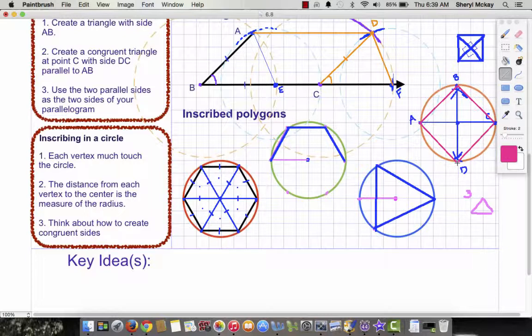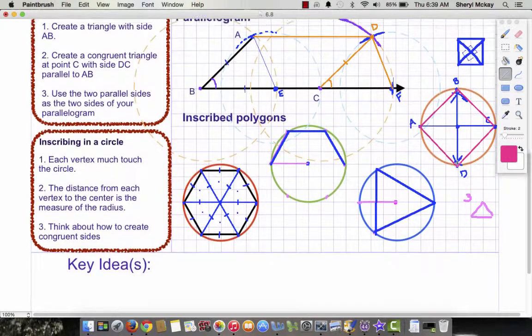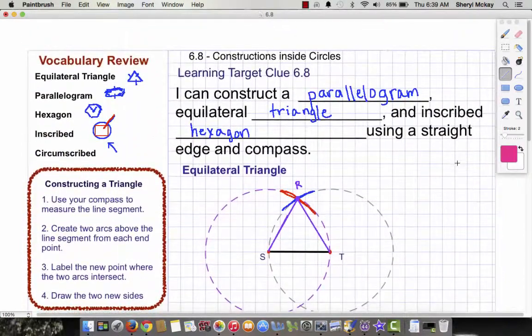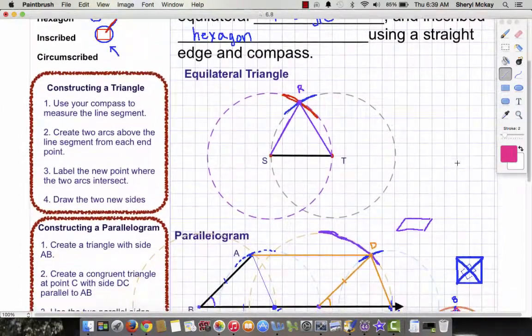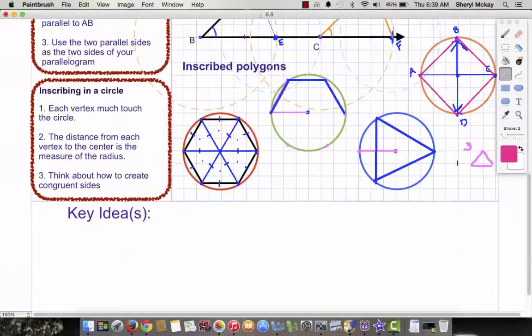All right. That is all I have for these constructions. This was constructions inside circles and just a few other little constructions reminding us how to do that. Go ahead and write yourself a key idea or two down at the bottom, and I'll see you in class.